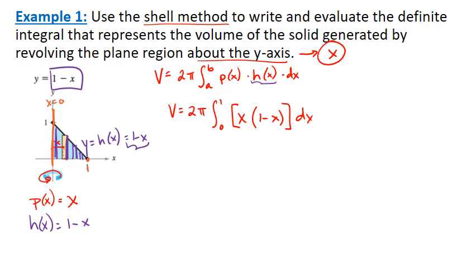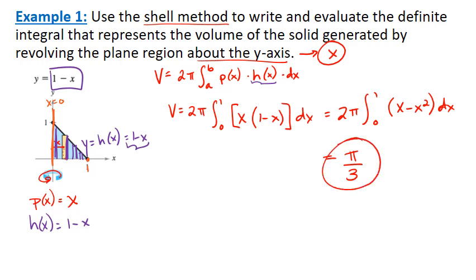The hardest part here is setting up this integral. Once you have this set up, you should be able to integrate this. It may be helpful to distribute this x and write this as x minus x squared dx. When you integrate this and plug in our limits of integration, you should end up getting pi over 3. This example involved revolving about the y-axis. The next example involves revolving about the x-axis.